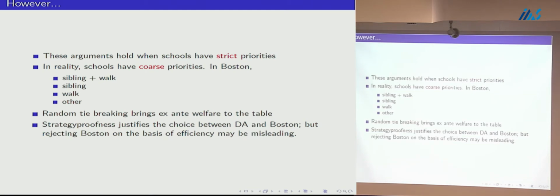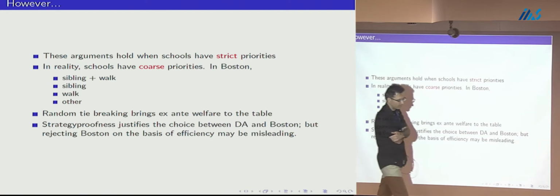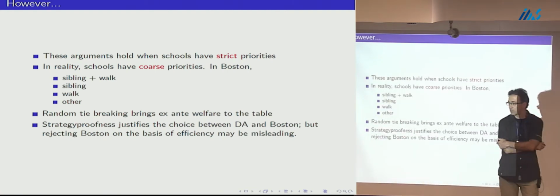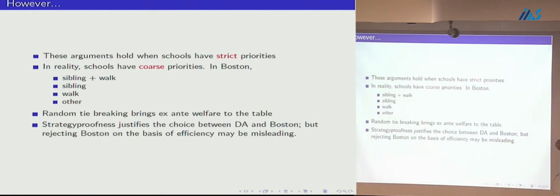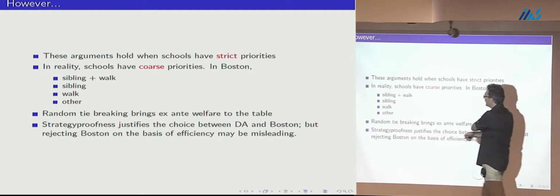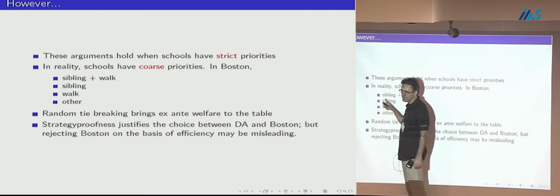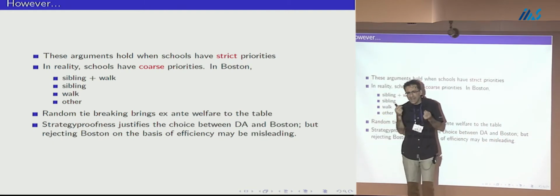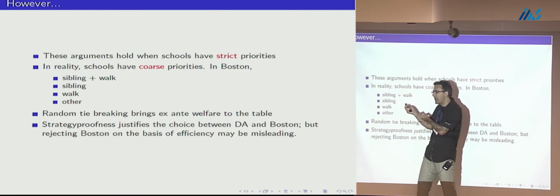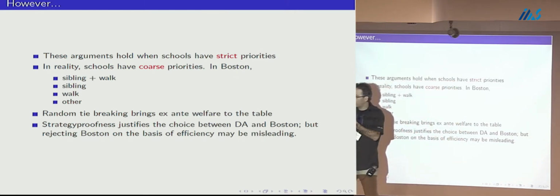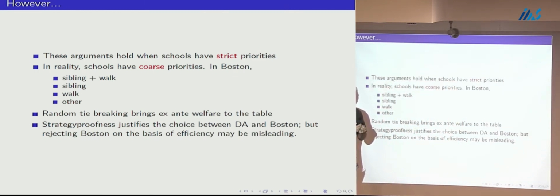So why are priorities given by some affirmative action? Can you still say they can trade their priorities by top trading cycles? That's a good question. For example, let's apply it to sibling priorities. There is a nice justification for sibling priorities. Parents would have an easier time taking their kids to the schools if their kids are assigned together.